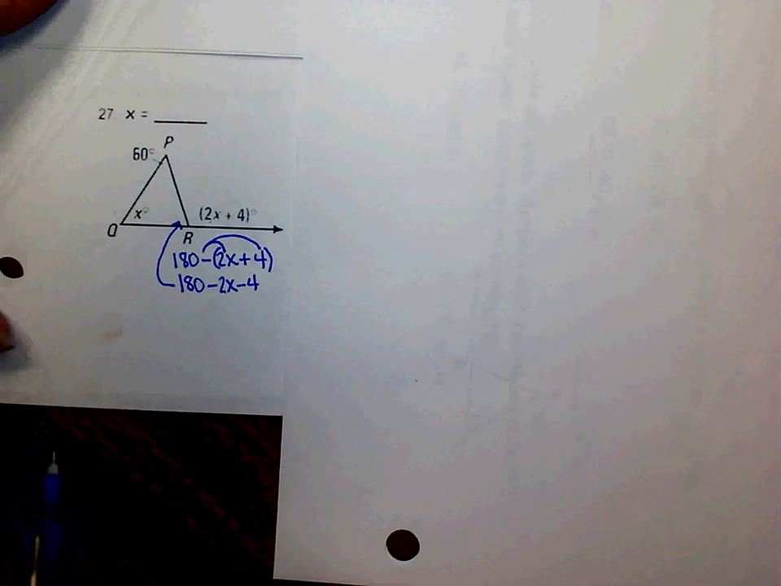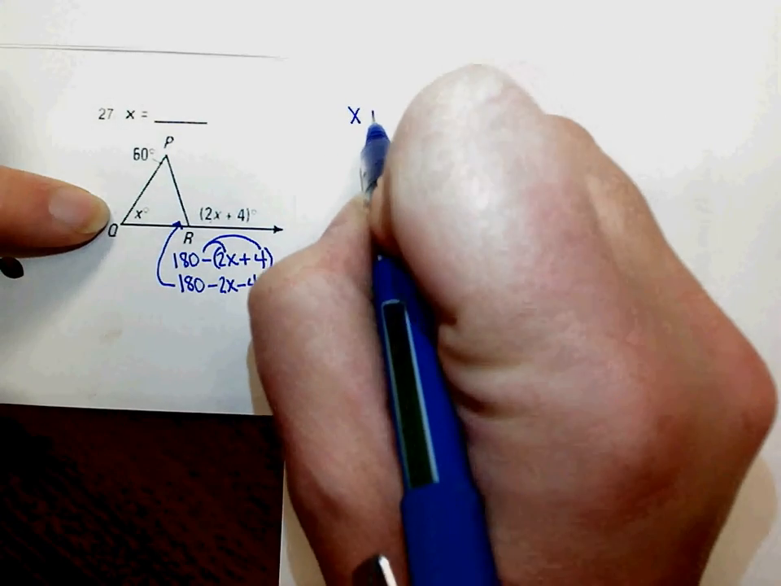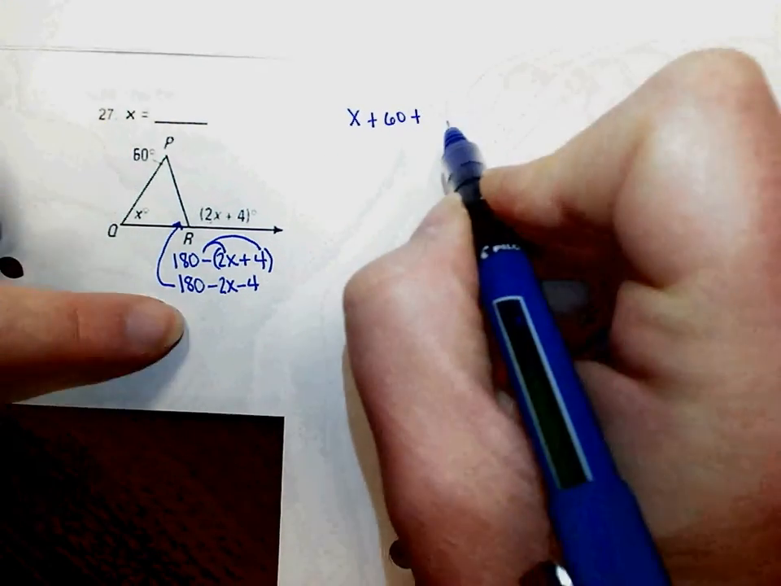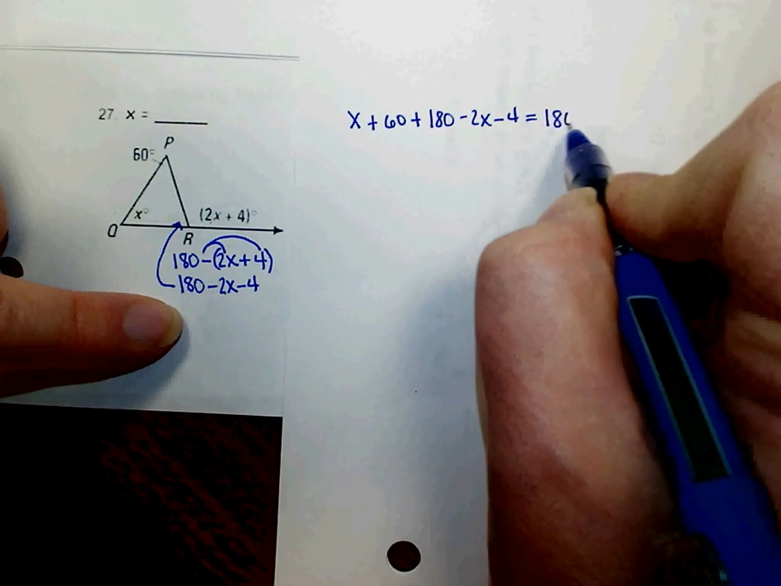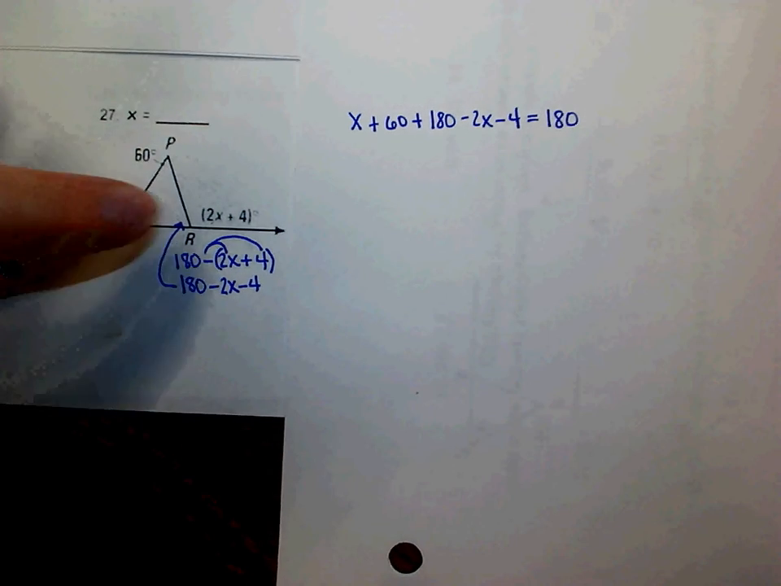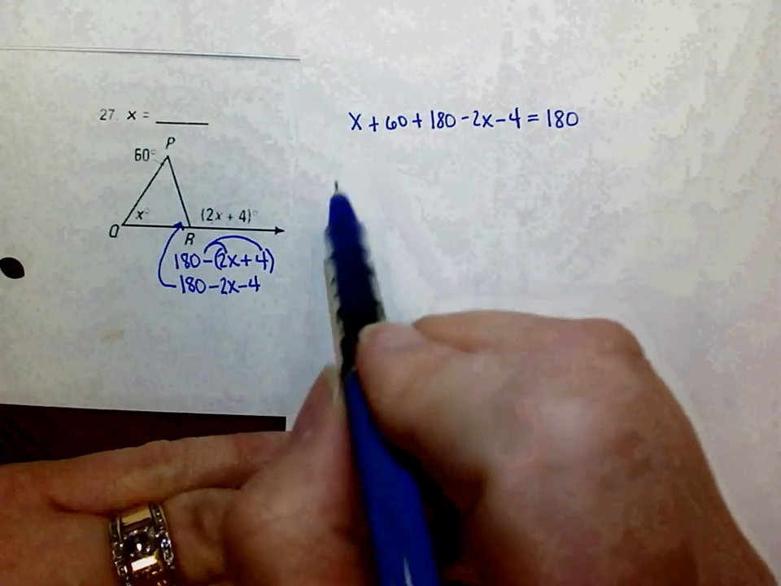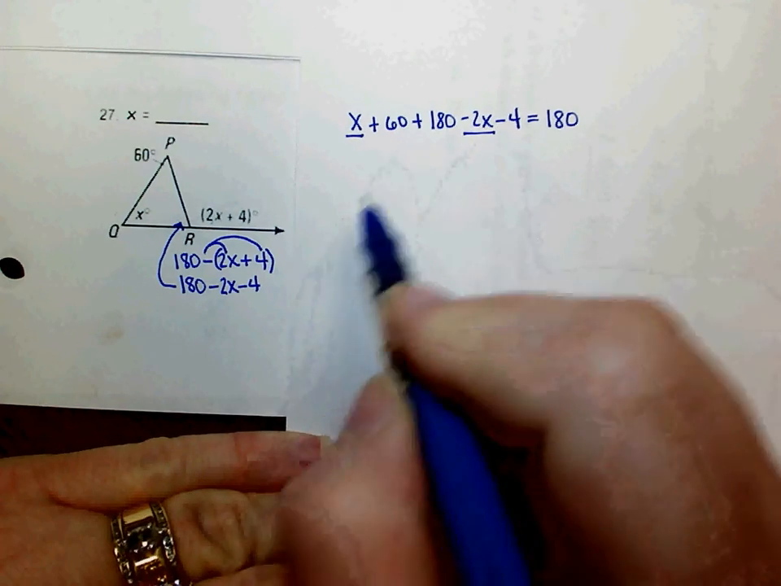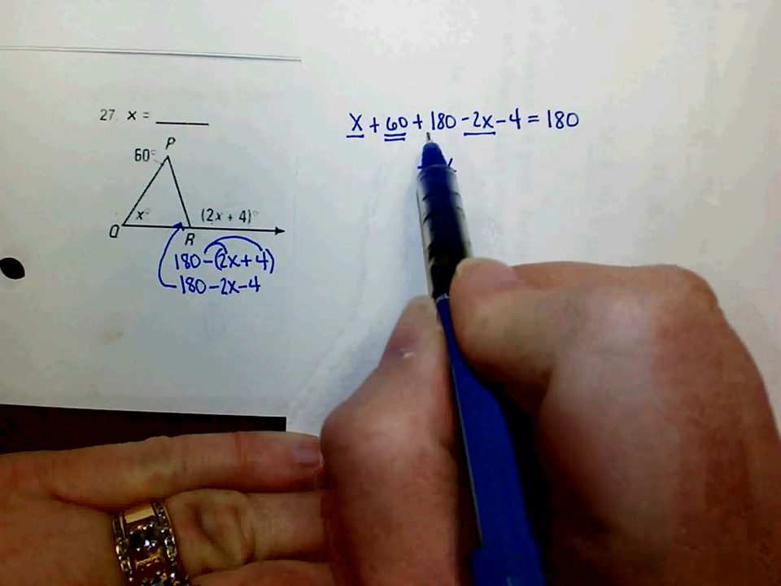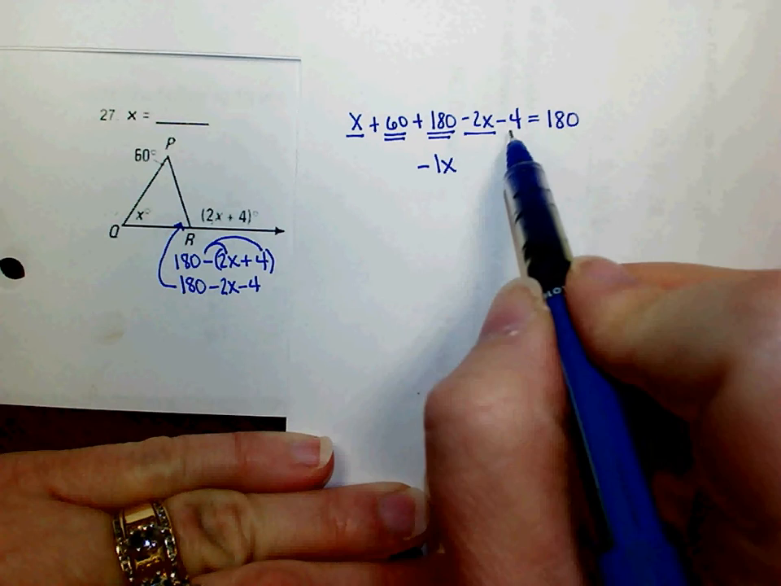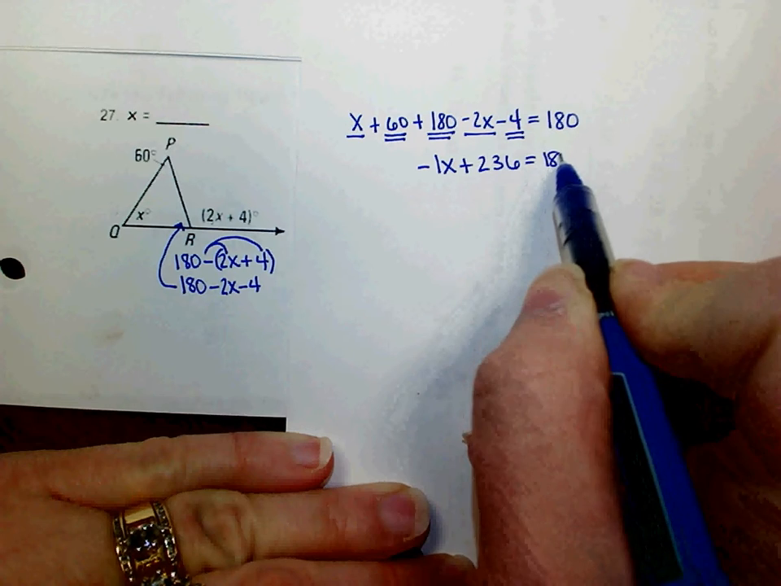So now I can use the triangle sum theorem to write my equation as x plus 60 plus that 180 minus 2x minus 4 all together has to equal 180 degrees, since the triangle sum theorem means they have to add up to be 180. So now I can clean up this left side of the equation by combining my like terms. So the x and the negative 2x combine to get negative 1x. The constant 60 plus 180 is 240, minus 4 is 236. So plus 236 equals 180.